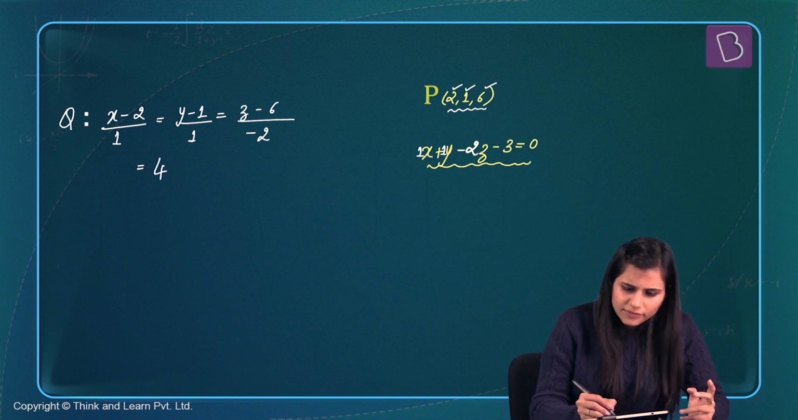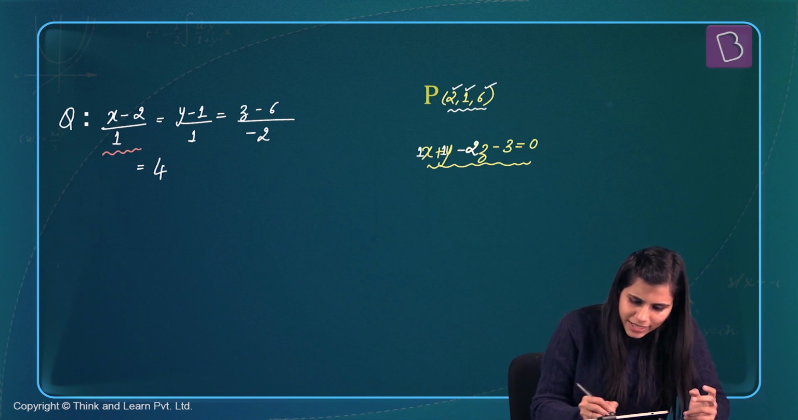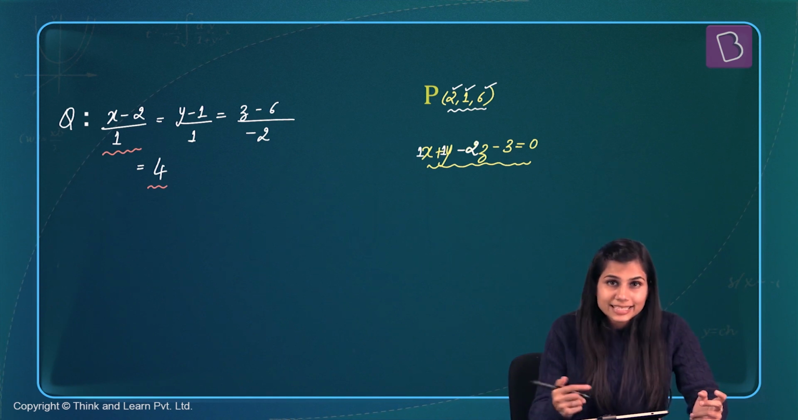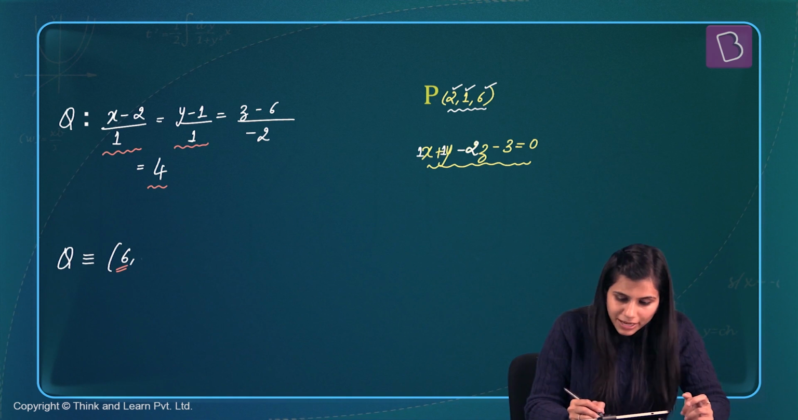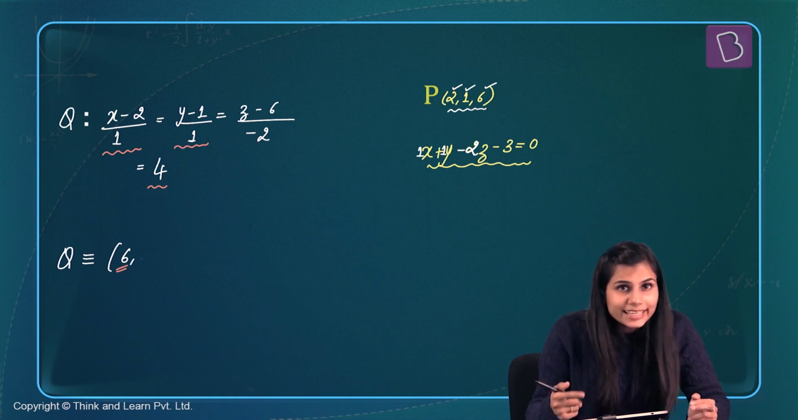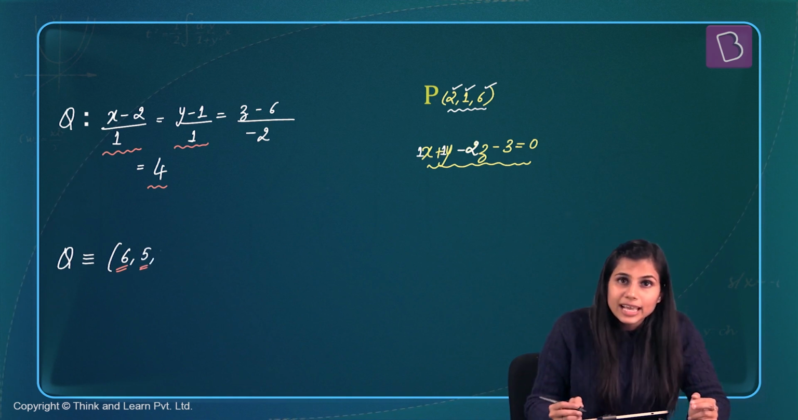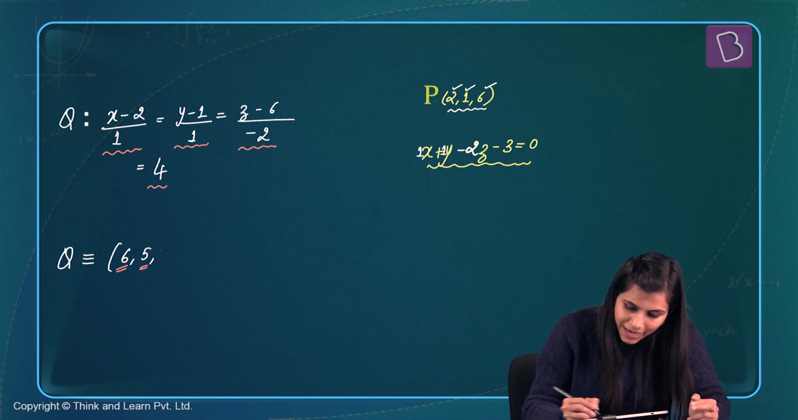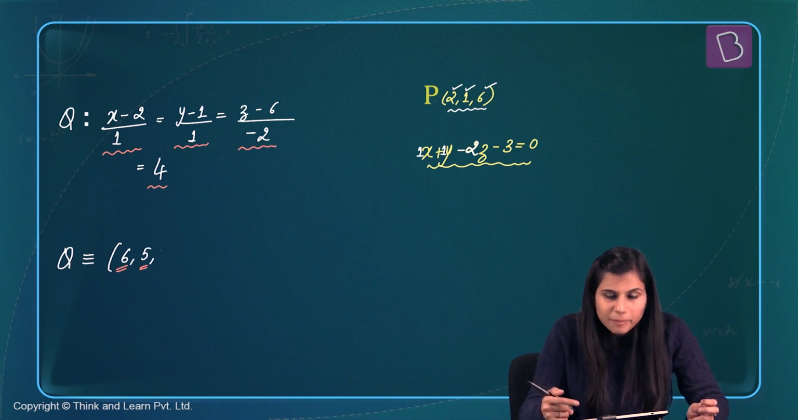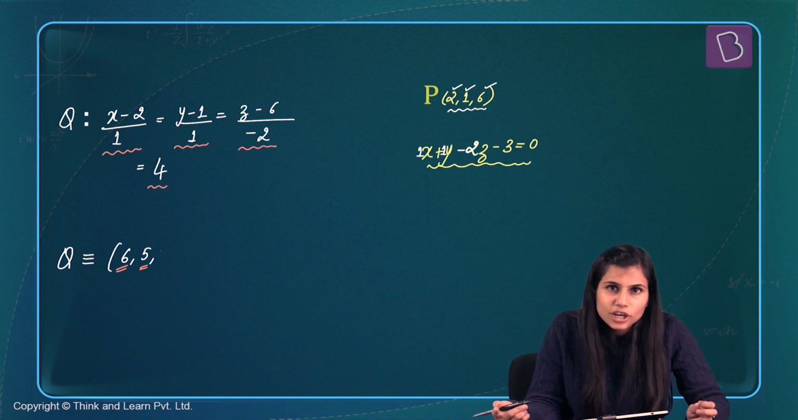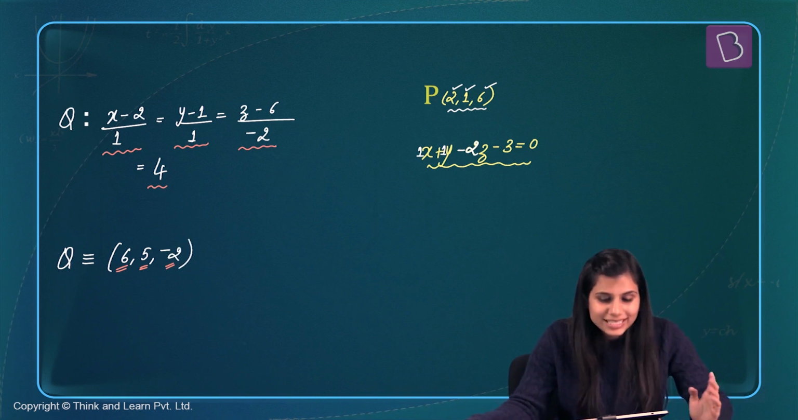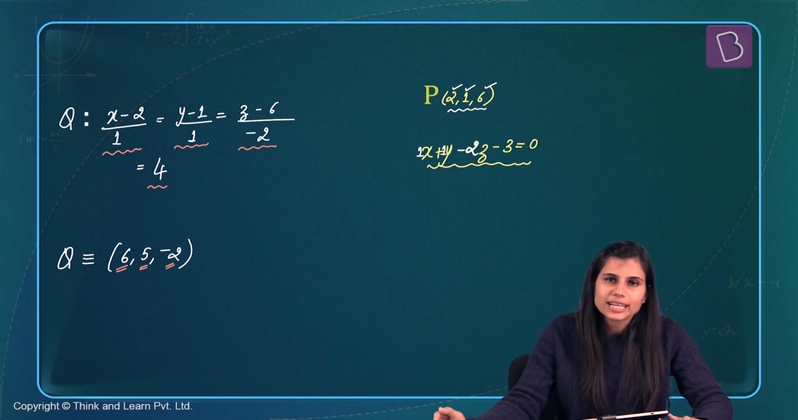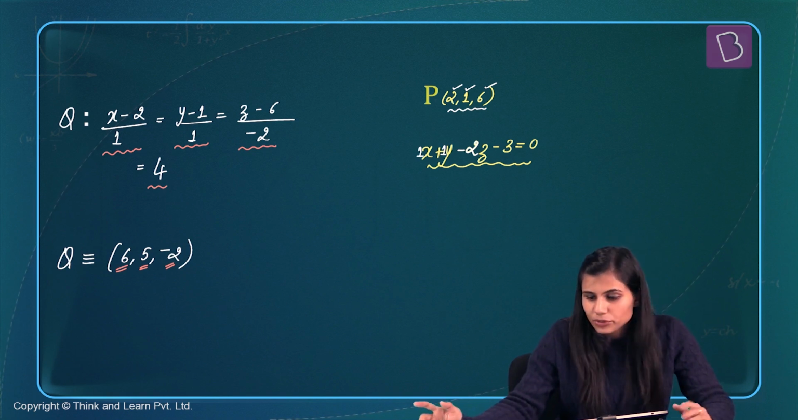Now, one step away we are from the coordinates of point Q. When you equate (x minus 2) by 1 with 4, you get x equals 6. When you equate (y minus 1) by 1 with 4, you get y equals 4 plus 1, that's 5. And when you equate (z minus 6) by minus 2 with 4, what you get is z minus 6 equals minus 8. So you get z equals minus 8 plus 6, that's minus 2. And that, bingo, gives you the coordinates of point Q as 6, 5, minus 2, which is actually representing the image of point P with respect to this plane.